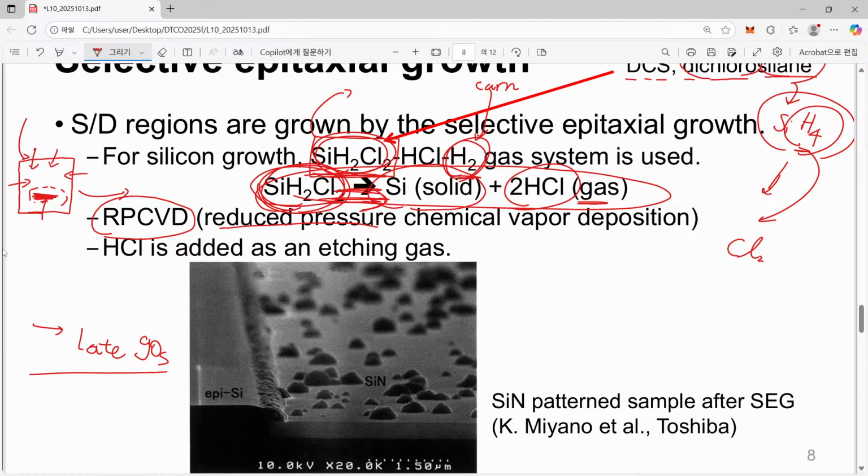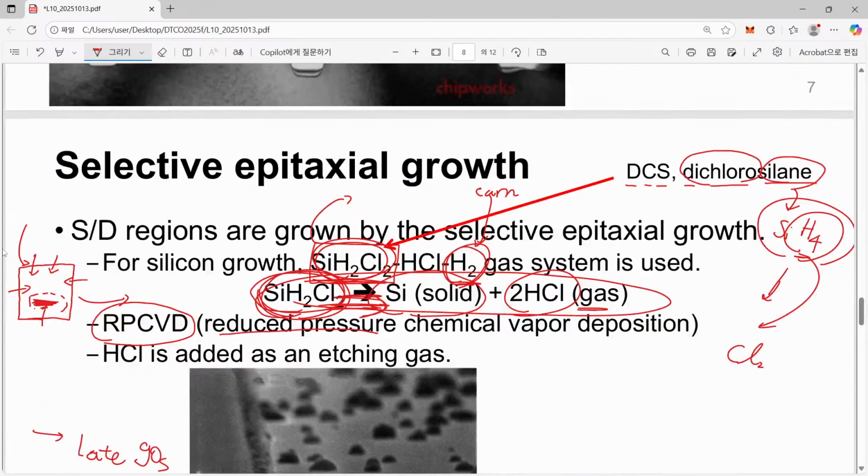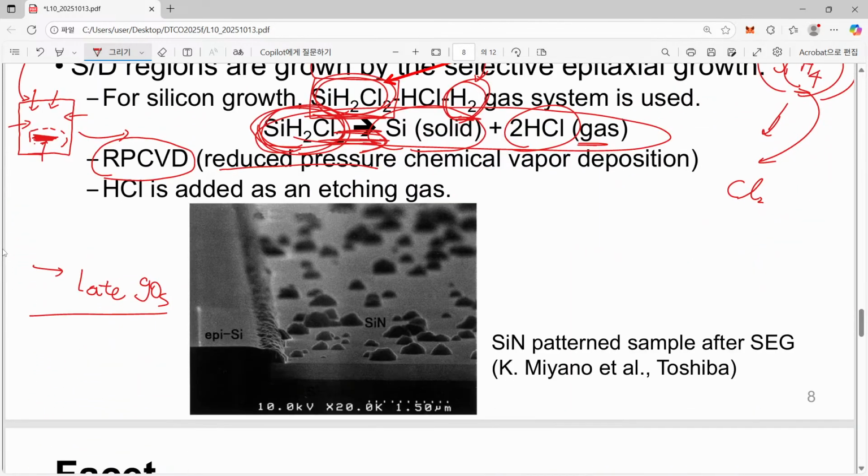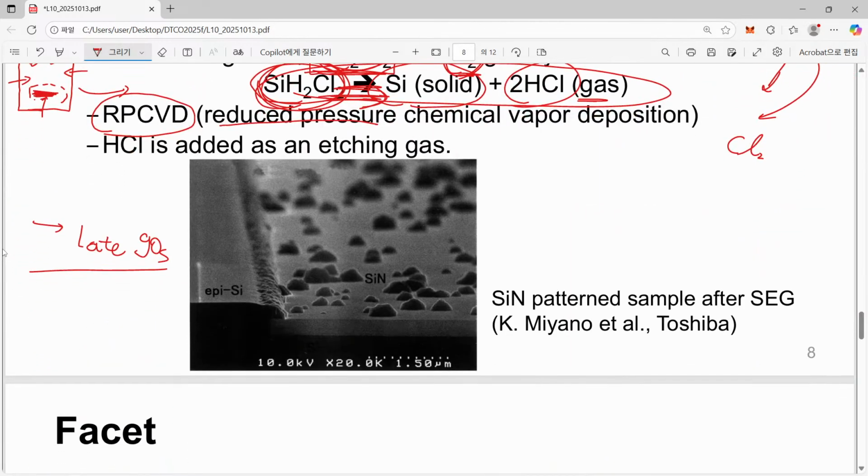The natural question is, okay, if that happens, why do we have selectivity? Why does this reaction happen only on silicon and not on silicon nitride, not on silicon dioxide? Actually, it really happens. So in the case of a silicon oxide, I'm not quite sure you can see it clearly, so let me just draw it.